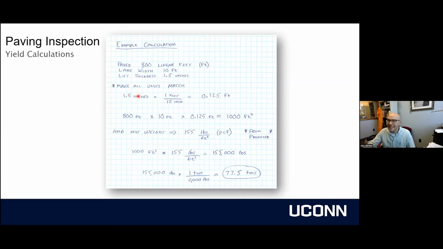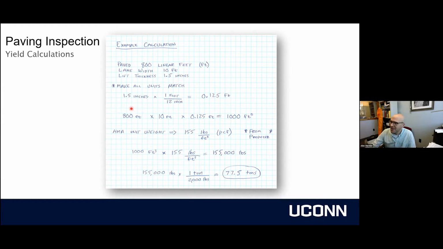The other thing that's worth noting is because we talk about thickness in inches when we're paving a road, we need to convert that to feet. So we have feet, feet, feet, right? If you multiply 3 units of measure, like inches and yards or miles and centimeters, they all need to match up or it's going to give you a nonsensical volume.